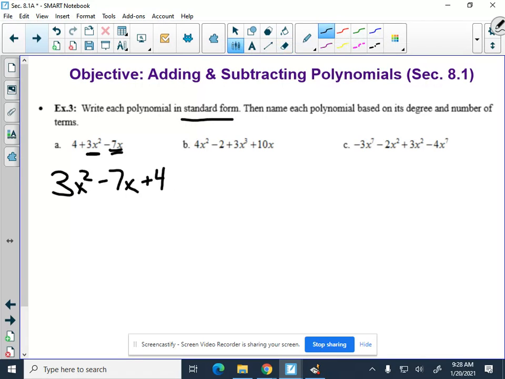But then name it based on its degree. So this one, the degree is what? The degree is 2, because that's the highest power. And then how many terms? What do we call it? Trinomial.